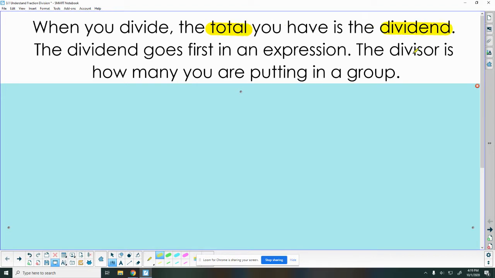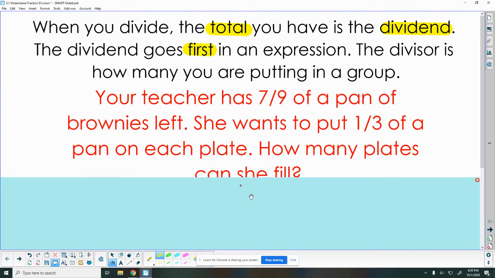I always like to think of that division box as like a den. It goes inside the den. And when I write out an expression, it's the first number that we read. The divisor is how many I'm putting into the group, what we're dividing by. So if I did 49 divided by 7, 49 is the total, what I have. And I said it first. 49 divided by 7, the 7 is what I want in every group.